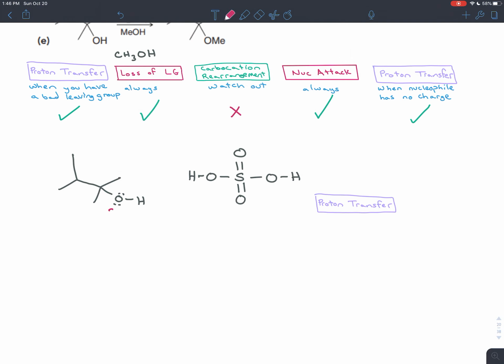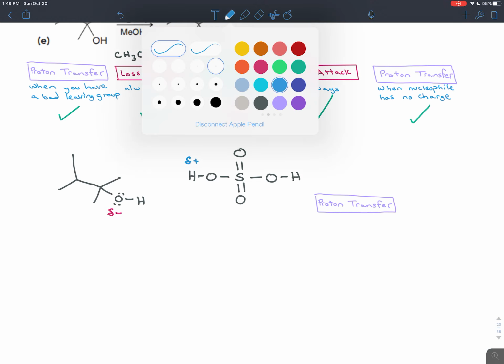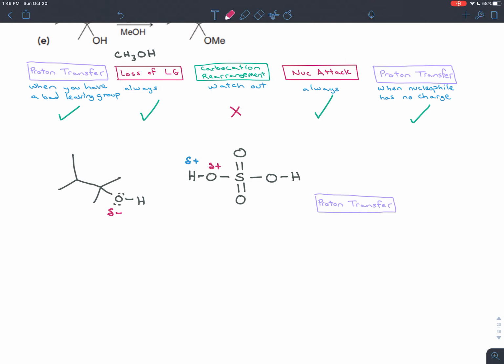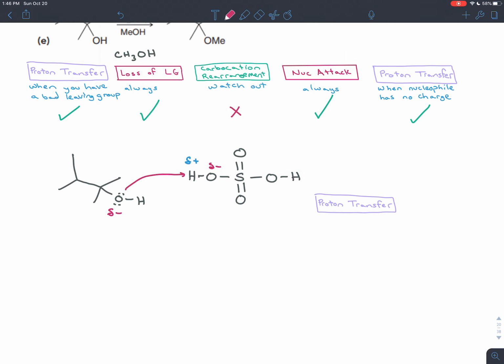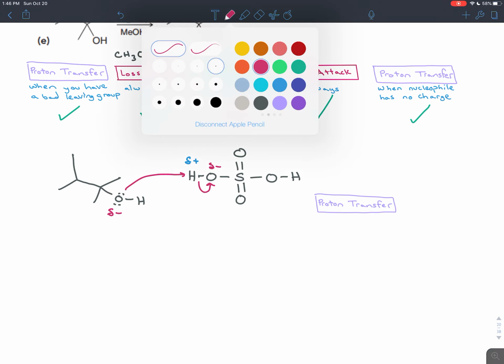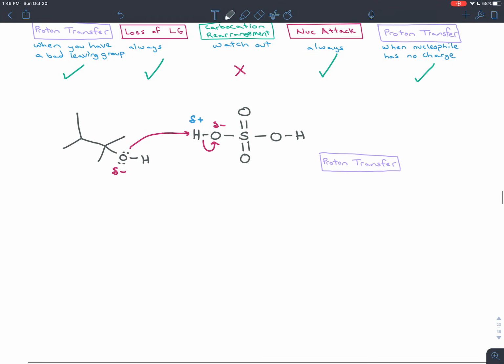Well, here we have a nucleophilic oxygen, and these hydrogens are slightly positive and very vulnerable because the conjugate base of sulfuric acid is very stable. So the oxygen steals one of those hydrogens, and the hydrogen can only form one bond, so the bond it already has, those electrons go onto that oxygen. So there's our proton transfer.